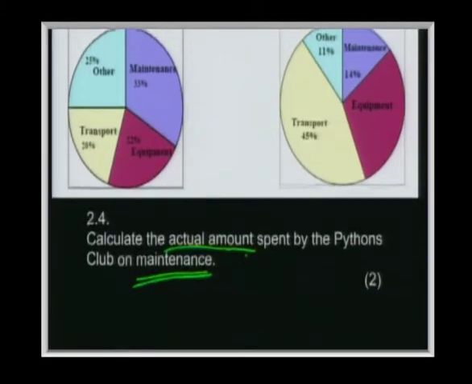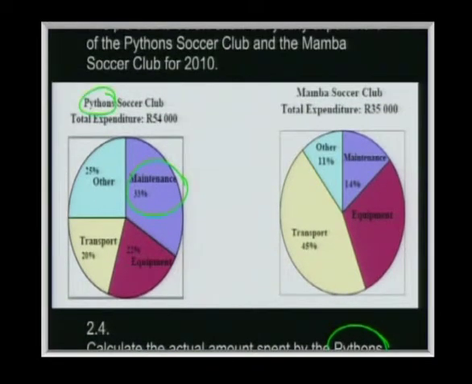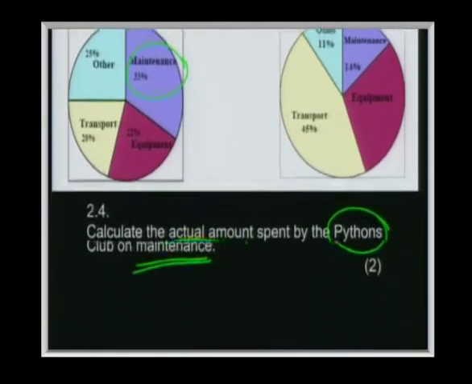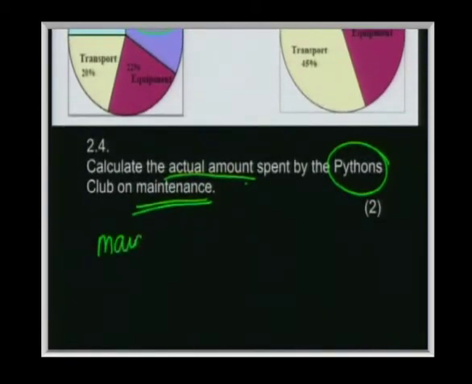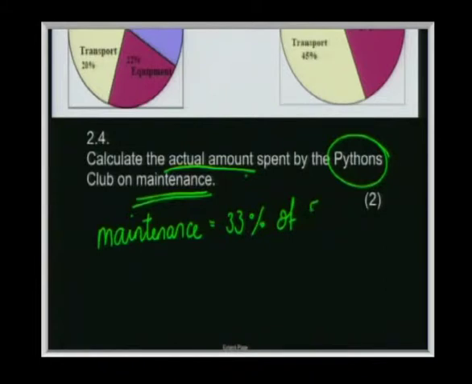First of all, we need to look and see what percentage was spent on maintenance. So that's dealing with this. Remember, we're talking about the Pythons now, and remember this is the Pythons graph. So we're looking at 33%, so maintenance is equal to 33% of what? Now you need to remember that if you're talking about expenditure, a whole pie chart, they told you what the total expenditure was. So that was the amount that they told us at the top of the page. And in this club, it's for 54,000. So you can see that over there. So it's going to be of that 54,000.